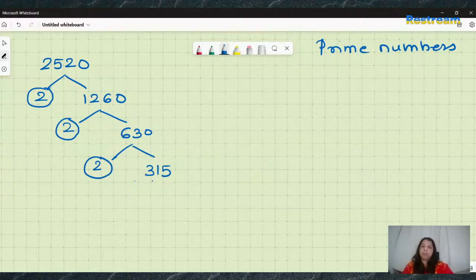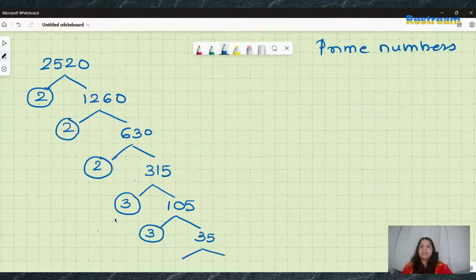Now I know that this number is not divisible by 2, but this number is divisible by 3 and this number is divisible by 5. So I'll take 3 first. So it's 105. Now this number is again divisible by 3. So I will do 3 times 35. Now we know that 35 only has two factors, 5 and 7. So I will write 5 and I will write 7.